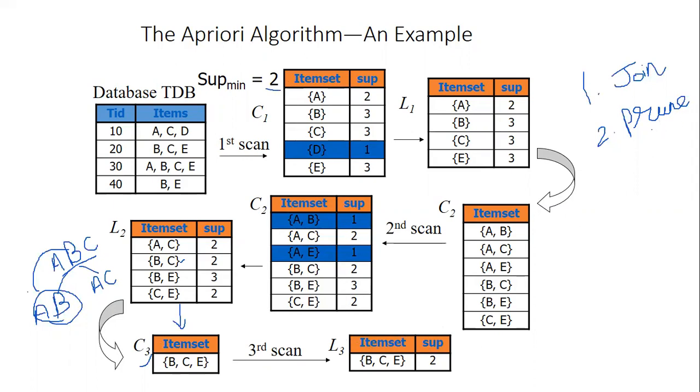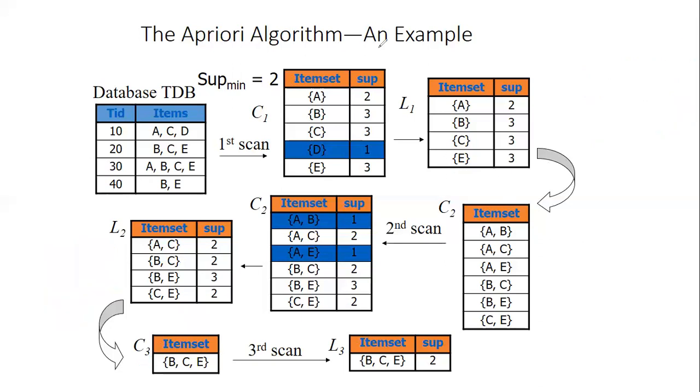So pruning means what? Out of ABC and BCE, we found that ABC is infrequent, so we pruned it. Clear? We consider only BCE. These are the two things we do in the Apriori algorithm. Pruning eliminates the infrequent data so that the candidates are reduced. Next we move on to the algorithm.